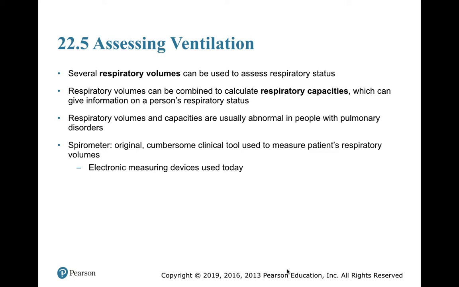Assess ventilation, the ability to inflate and deflate the lungs. And we do that using respiratory volumes. Those respiratory volumes are combined in different ways to give us respiratory capacities, and that will give us information about a person's respiratory status. They're usually abnormal in people with pulmonary disorders. And the main method of measuring them is to use something called a spirometer.